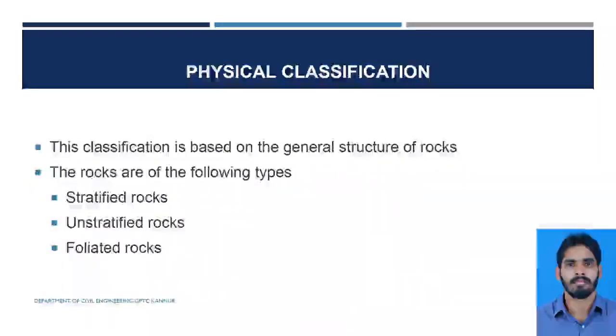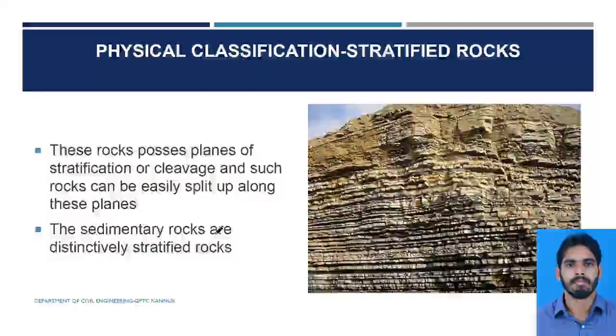Next, physical classification. We have gone through different classifications. Next is physical classification. Under physical classification, this is based on the general structure of rocks. How the structure of rocks depends on that. We have categorized into 3 types: the stratified rocks, unstratified rocks and foliated rocks. In that, stratified rocks, what is it?